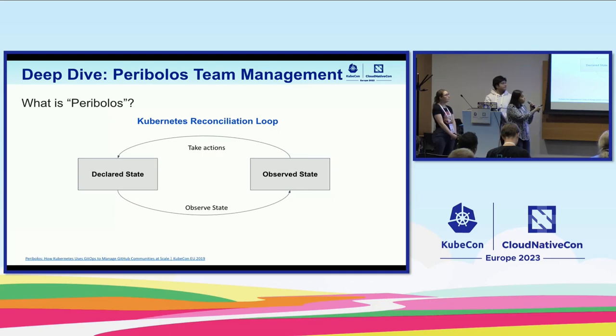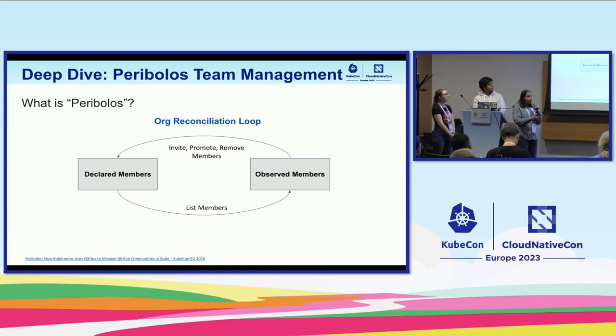How it works is we take the traditional approach of Kubernetes. In Kubernetes, we have a declared state, and Kubernetes observes it and tries to match it. Similarly, we are doing the same with Peribolos, but for our GitHub resource permissions management. This is one example where we have a YAML config file declaring that so-and-so should be the members of such-and-such GitHub organization.